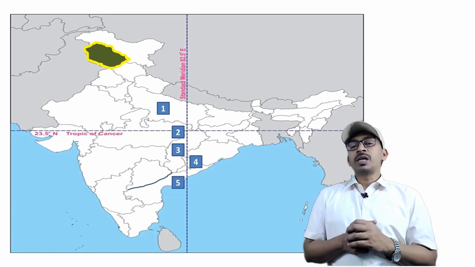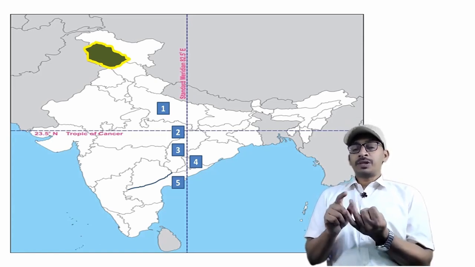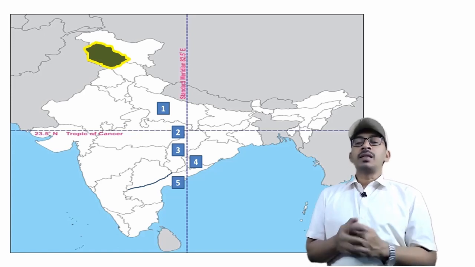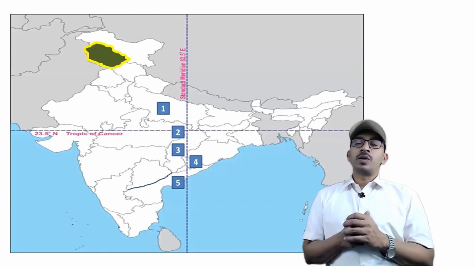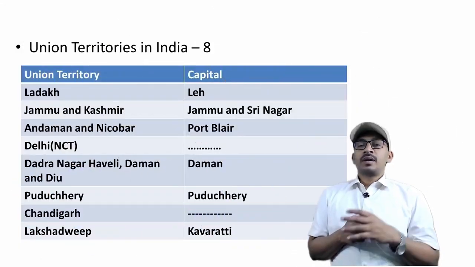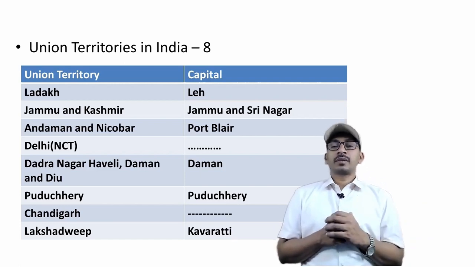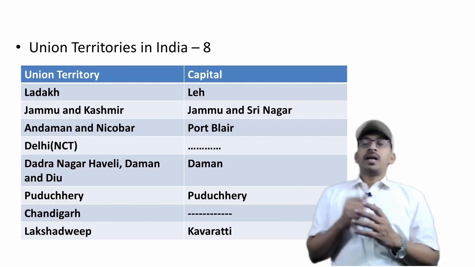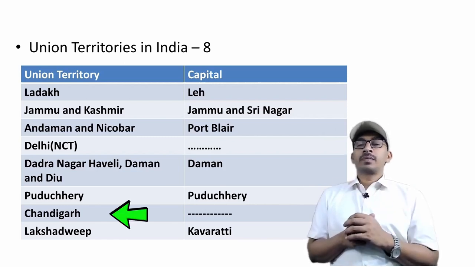You can simply use the shortcut like OUMCA. Odisha, Uttar Pradesh, Madhya Pradesh, Chhattisgarh and Andhra. OUMCA is the simple acronym to remember 5 states located on IST. The total number of union territories in India are 8. Chandigarh, which is common capital for Punjab and Haryana, is a union territory.